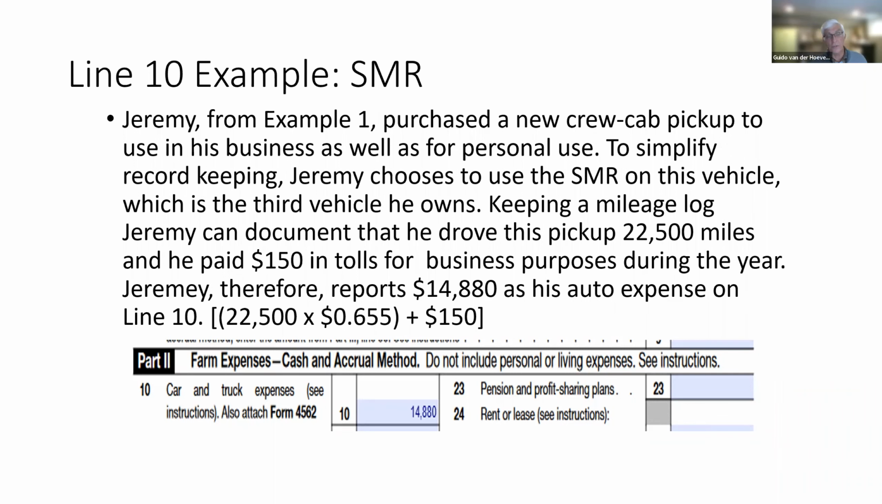And you get that by 22,500 times the 65.5 cents per mile. This is for 2023. And then you would add to that the $150 for the tolls. That gives us our $14,880, and voila, you're done. It's there on line 10.